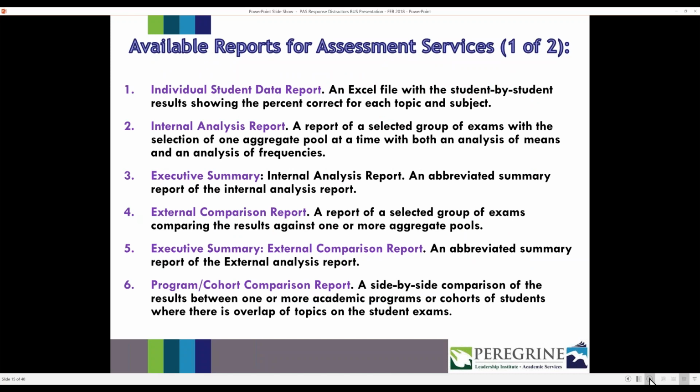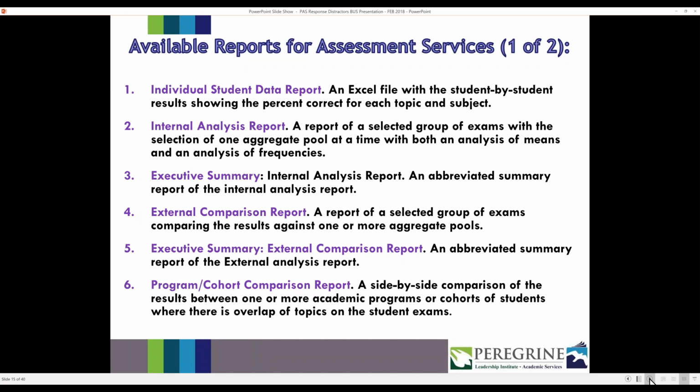So we do have reports, and I'll group them into three different categories. One is based on individual student results. The other one is for your programmatic evaluation purposes. And the third one we call the supplemental reports.